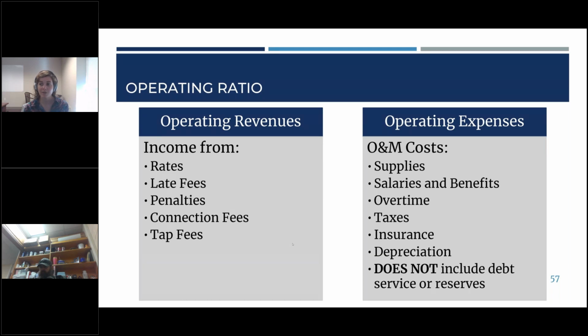What is not included in your operating expenses are your debt service payments or your reserves. These are not day-to-day costs associated with running the system. Those are more so associated with capital improvements or long-term system planning. So those are not included in your operating expenditures.